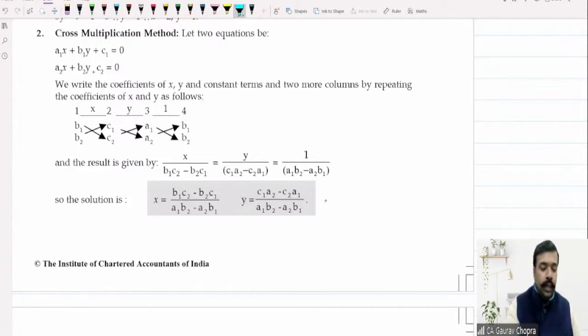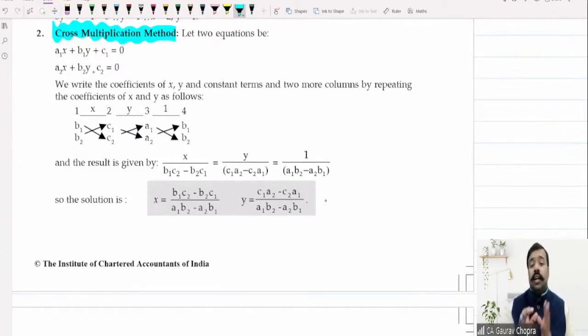And the first topic for today is the cross multiplication method. How to apply the cross multiplication method for solving the questions based on the linear equations. When we are talking about two variables, that means there are x and y, so we have to find out the value of x as well as the value of y. So how to calculate that using the cross multiplication method?